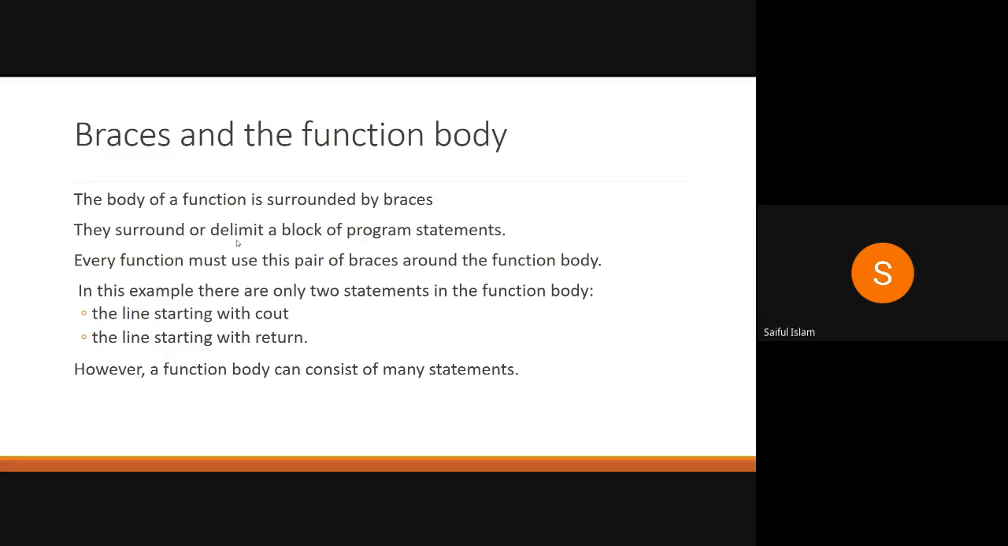Every function must use this pair of braces around the function body, so it can delimit certain statements in a function. In this example, there are only two statements in the function body. What are they? The line starting with a cout, and a return statement that is returning a value to the operating system. So two statements are defined in main. However, a function body can consist of many statements. It's your choice. You can write any number of statements that you may want.